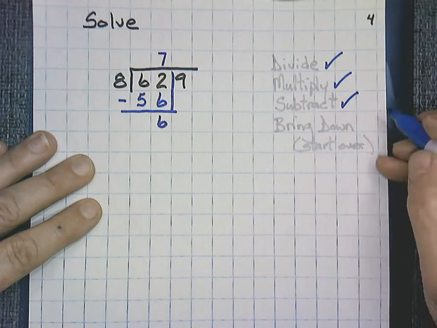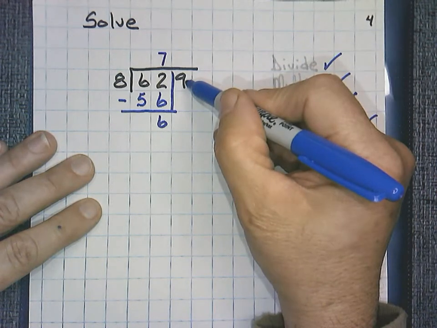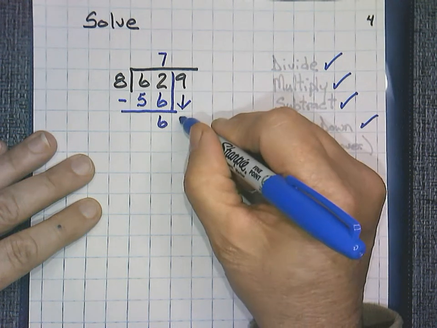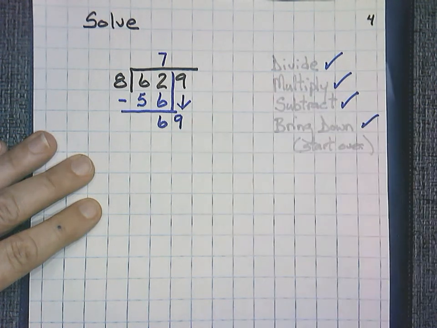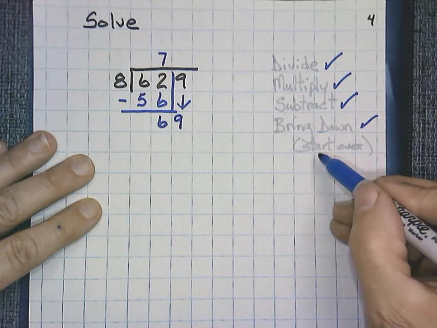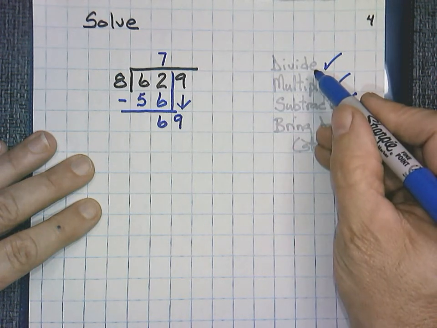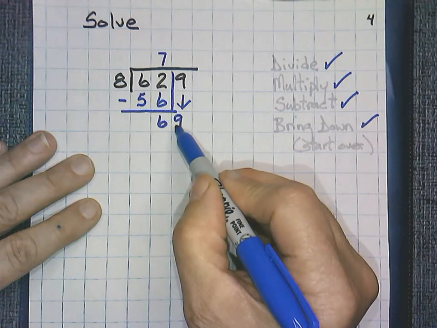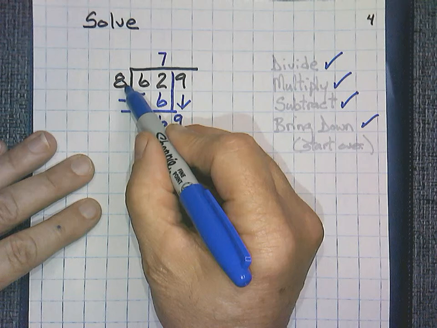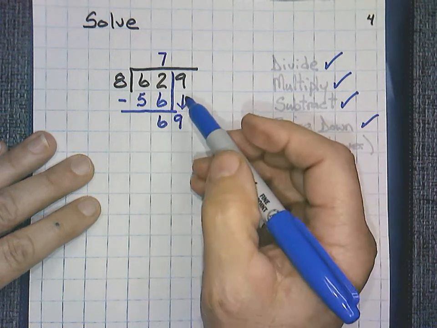And then our next step is to bring down any digits. In this case, yes, we have this 9. I'm going to rewrite it down here. I'm going to bring it down and rewrite the 69. And then we start all over again, meaning that we're going to go back up here and divide. 69 divided by 8.